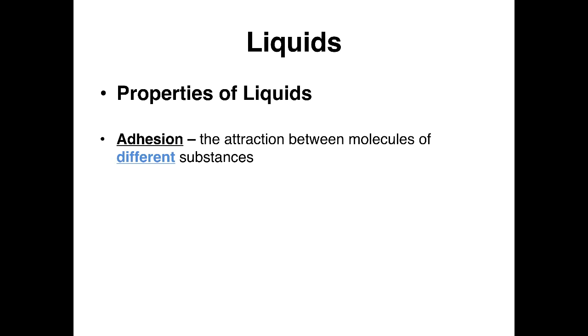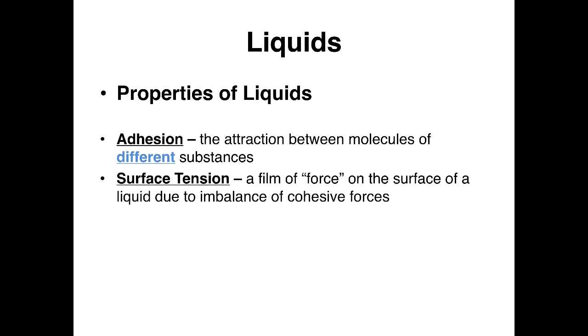Now let's take a look at the properties of liquids. The first of these properties is something known as adhesion. You'll remember we talked about cohesion being the attraction between molecules of the same type. Adhesion is the attraction of molecules that are of different types. Surface tension is a film of force on the surface of liquid that's due to an imbalance of these cohesive forces. The forces on the surface versus the forces underneath the surface of the liquid.